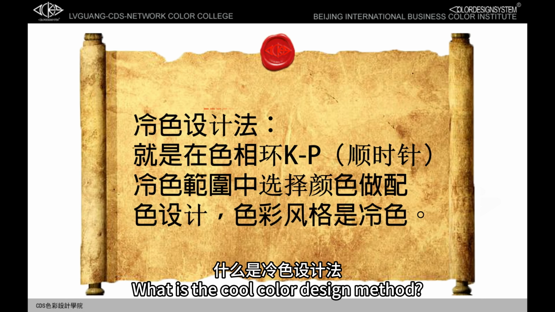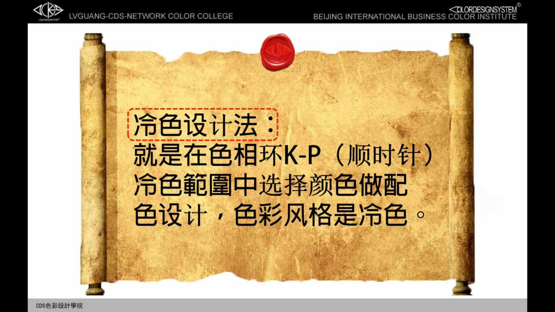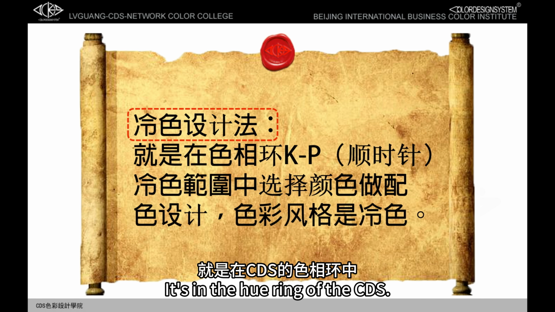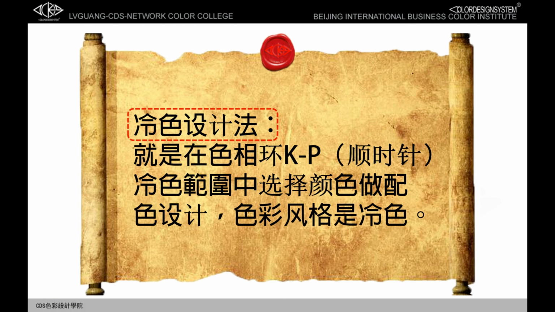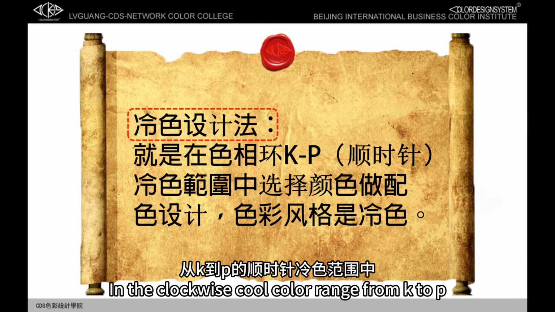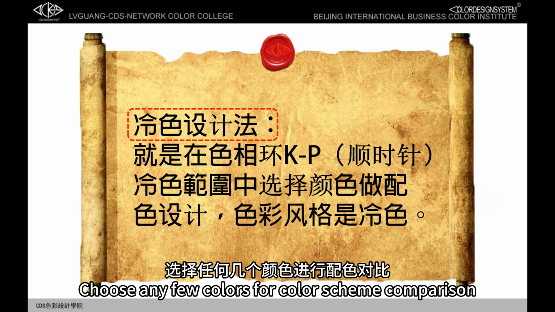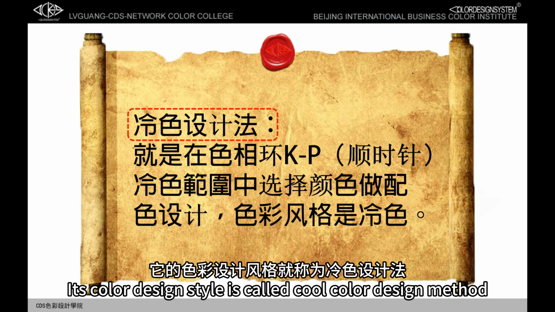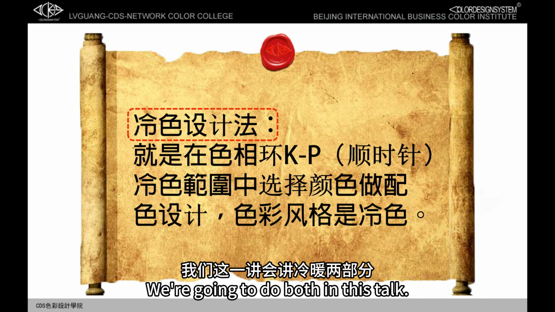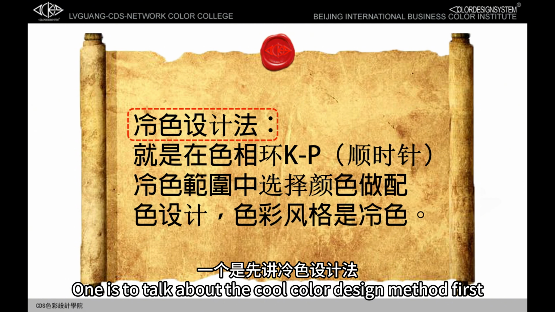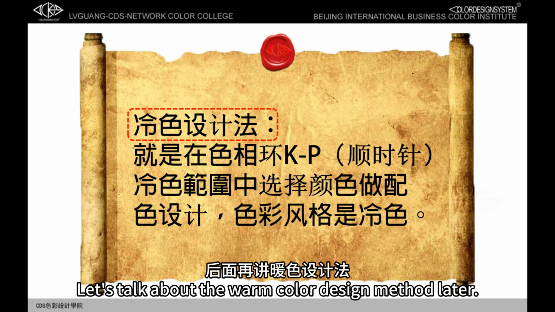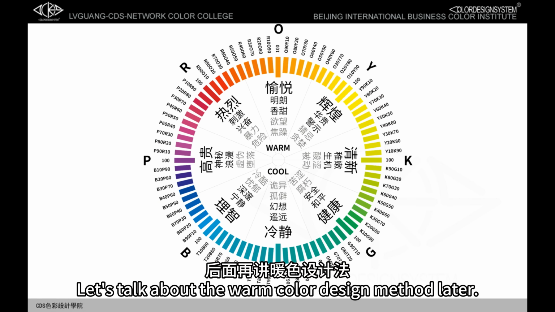What is the cool color design method? The idea is very simple. In the hue ring of the CDS, in the clockwise cool color range from K to P, choose any few colors for color scheme comparison. Its color design style is called the cool color design method. We're going to cover both in this talk. First the cool color design method, then the warm color design method later.